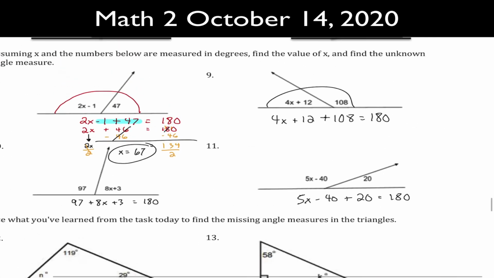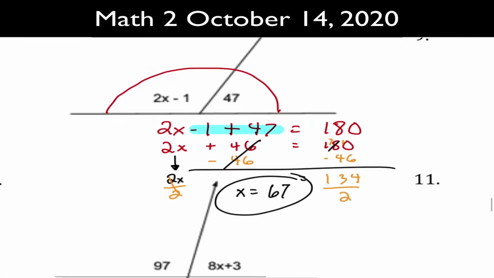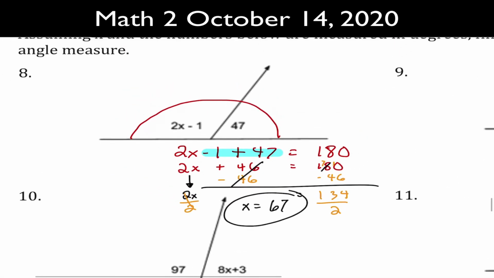All right, so going back to that very first one, we solved for what the value of x was, but let's also go back and dive deep into it and figure out the value of the missing angle. Now you can do it one of two ways. You could take this 67, plug it back into 2x minus 1 and see what the value of that expression is. Or here's something simpler.